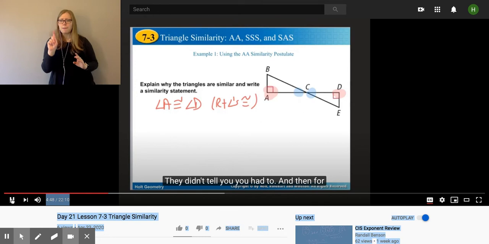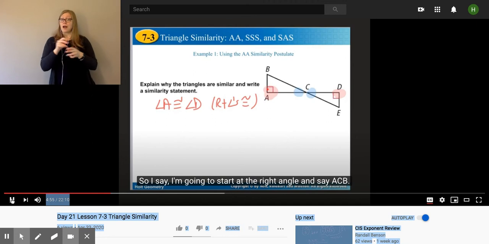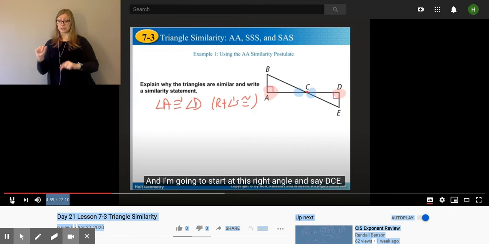And then for the other angle pair, now we're going to be careful about how we name these because order is important. So I'm going to start at the right angle and say ACB. And I'm going to start at this right angle and say DCE.